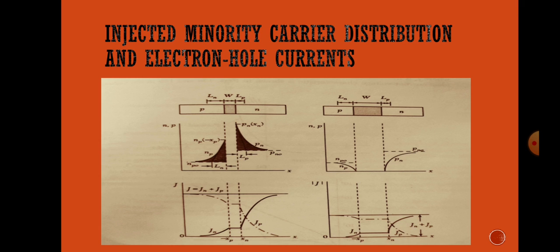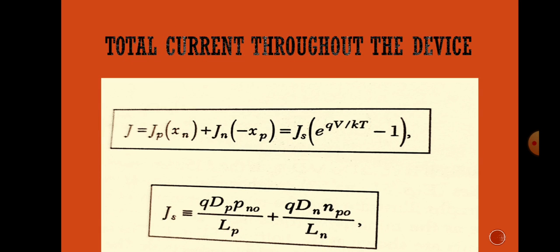The total current is constant throughout the device, and that total current is given by J, which is a sum of individual currents, Jp as a function of xn plus Jn as a function of minus xp. This gives us Js (e to the power of qV by kT minus 1). So Js is equal to q Dp Pn0 divided by Lp plus q Dn np0 by Ln. Here Js is the saturation current density. This equation is called the ideal diode equation.